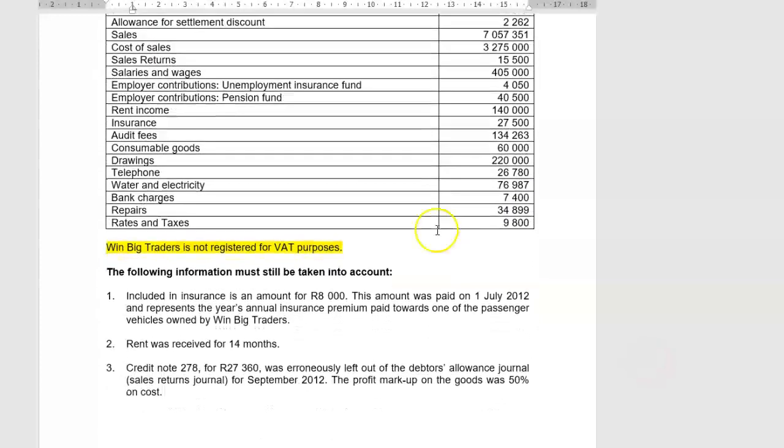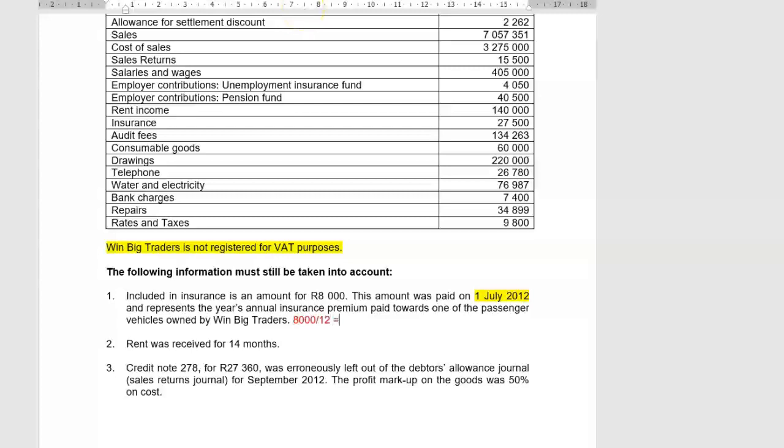Now, obviously, I'm going to write a lot of notes on the question itself. But after you've put down your skeleton, your template, you can do a lot of these pluses and minuses on your answer itself. Included in insurance is an amount of 8,000 Rand. This amount was paid on 1 July 2012. Remember, we are now on 30 September 2012, and it represents the year's annual insurance premium paid towards one of the passenger vehicles owned by Win Big Traders. So immediately you can say, well, 8,000 Rand is an annual premium.